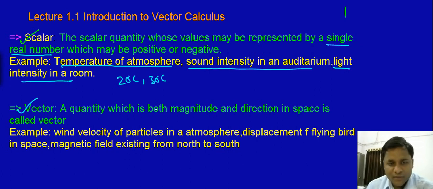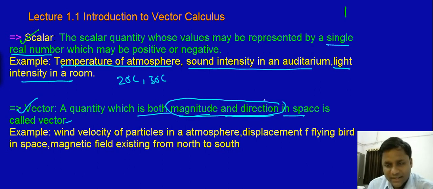It is a quantity which has both magnitude and direction in space or in a region, and is called the vector quantity. What do you mean by this? The terms are magnitude and direction. It has both the magnitude and direction. For example, the wind velocity of the particle in atmosphere is an example of the vector quantity.